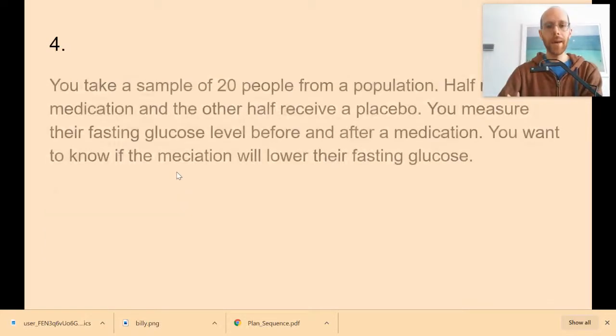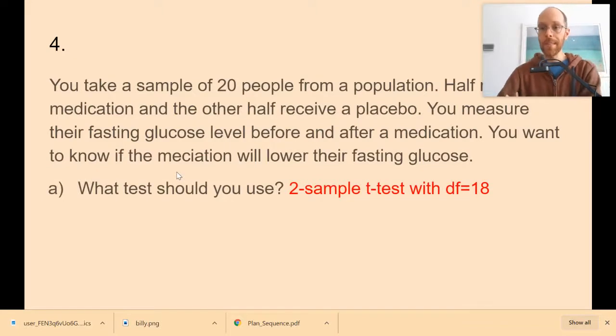All right, answers, everybody. This is a two-sample t-test. You have 18 degrees of freedom because it is 10 plus 10. There's 10 in each one of your groups, minus 2. 10 plus 10 minus 2 is 18. The reason it's a two-sample t-test, even though you've got a before and an after, is that when you're all done, you're going to have two separate groups to compare. You're going to have the medication group, and you're going to have the placebo group.